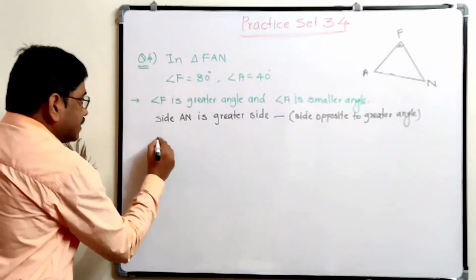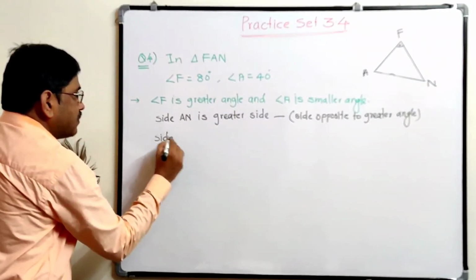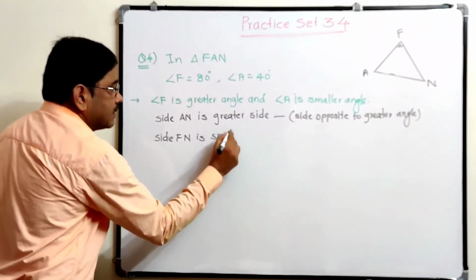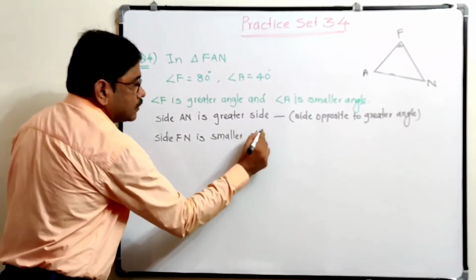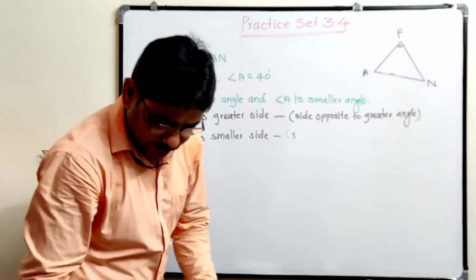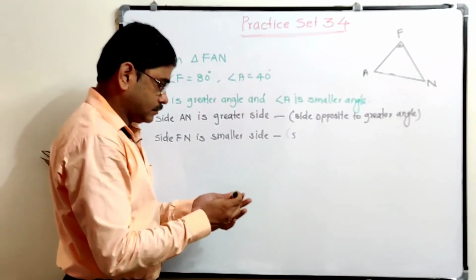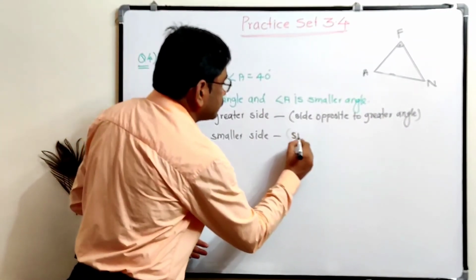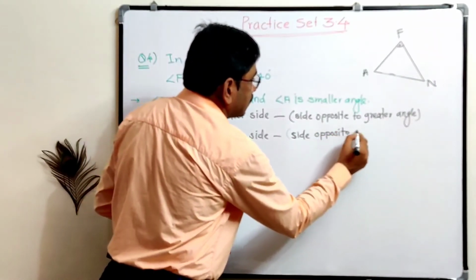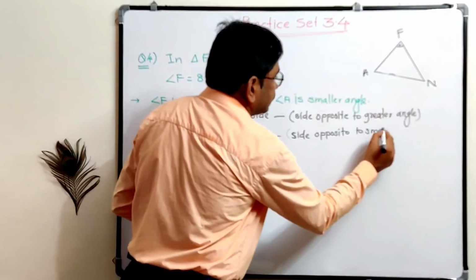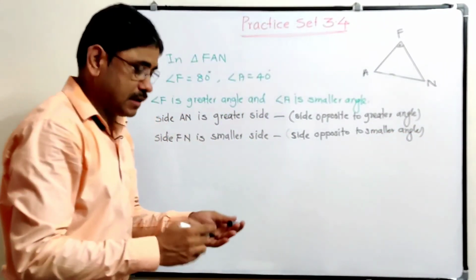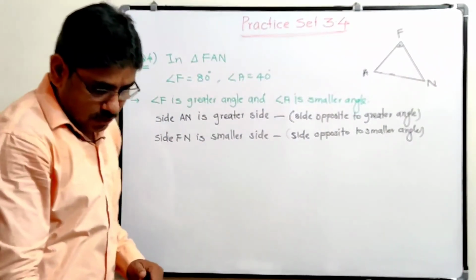So here side FN is smaller side. Reason again, side opposite to smaller angle. So side opposite to smaller angle is smaller, greater angle is greater. Using this we can solve that.